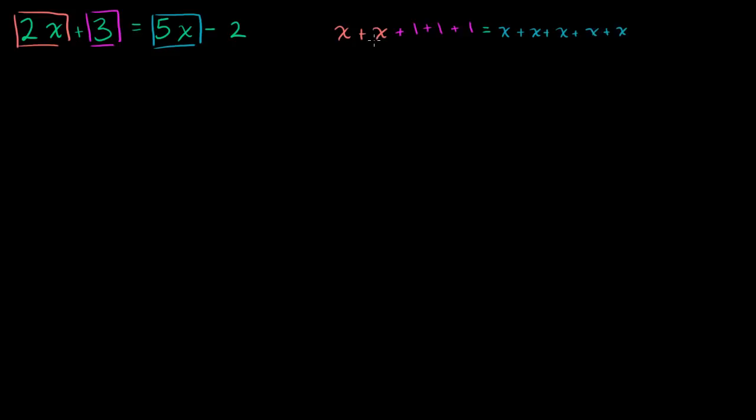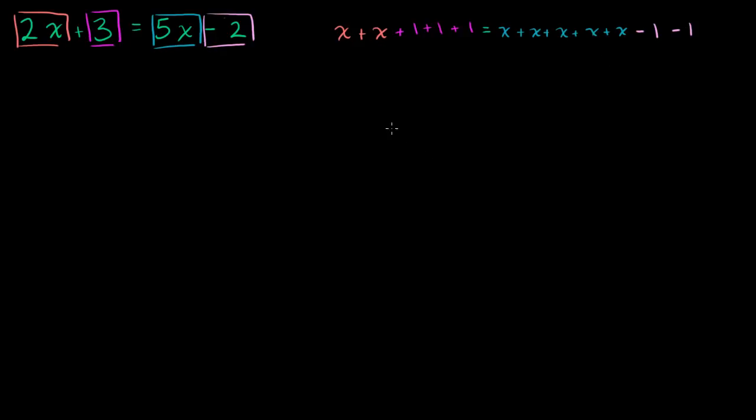And I want to make it clear, you would never actually have to do it this way when you're solving the problem. You would just have to do the algebraic steps. But I'm doing this so you can actually visualize what this equation is saying. The left-hand side is these two orange x's plus 3. The right-hand side is 5x minus 2. So minus 2 I'll do as minus 1 and minus 1.